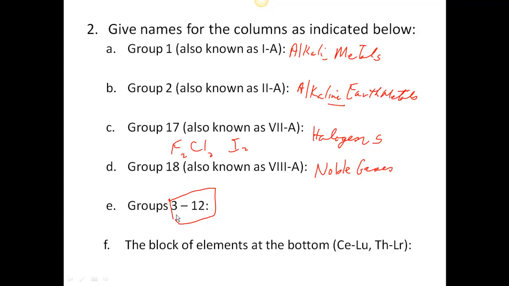Group 3 through 12 are the ones in the middle, and we call those the transition metals, or the transition elements. You can choose which you use. And finally, the ones at the bottom are the inner, because they're inside, transition elements, also called the inner transition metals.